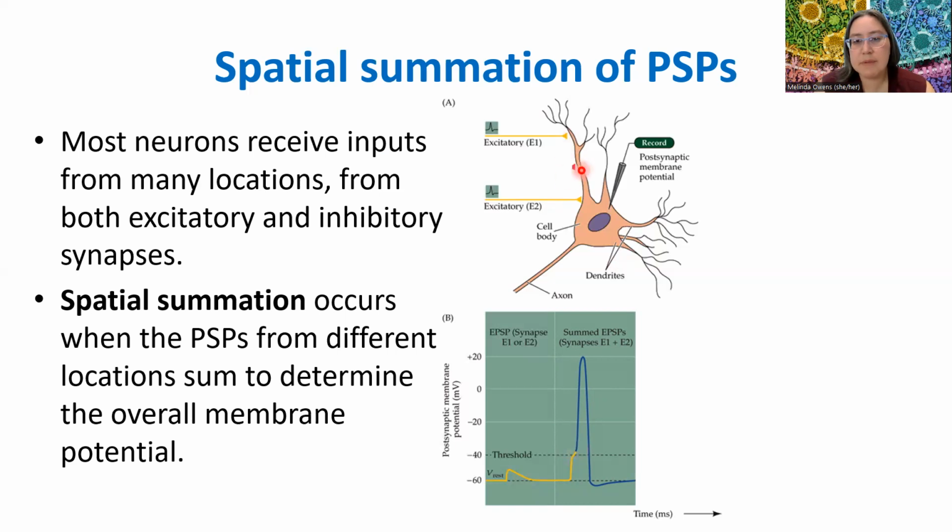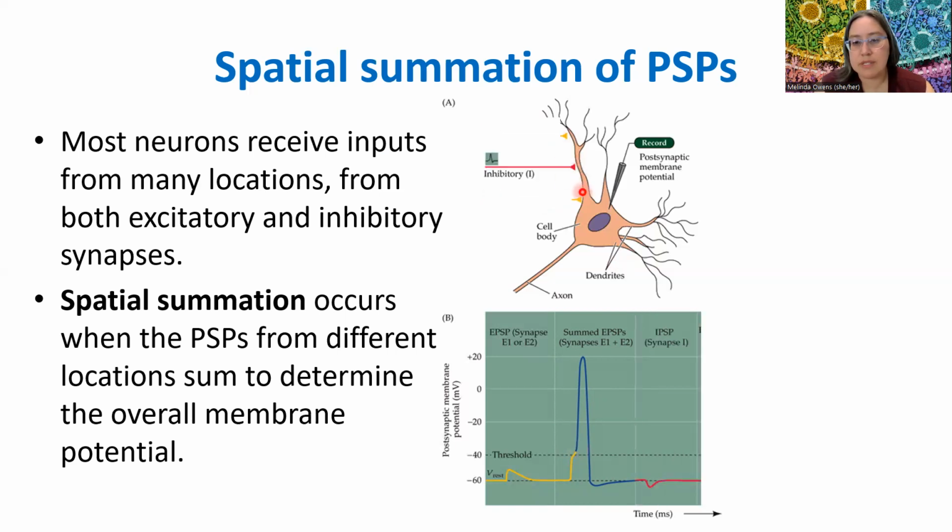But what if this inhibitory one kicked in? So this inhibitory one gives you, I don't know, maybe a -5 millivolt IPSP. And when you sum those together, you get a PSP that is somewhere in between.